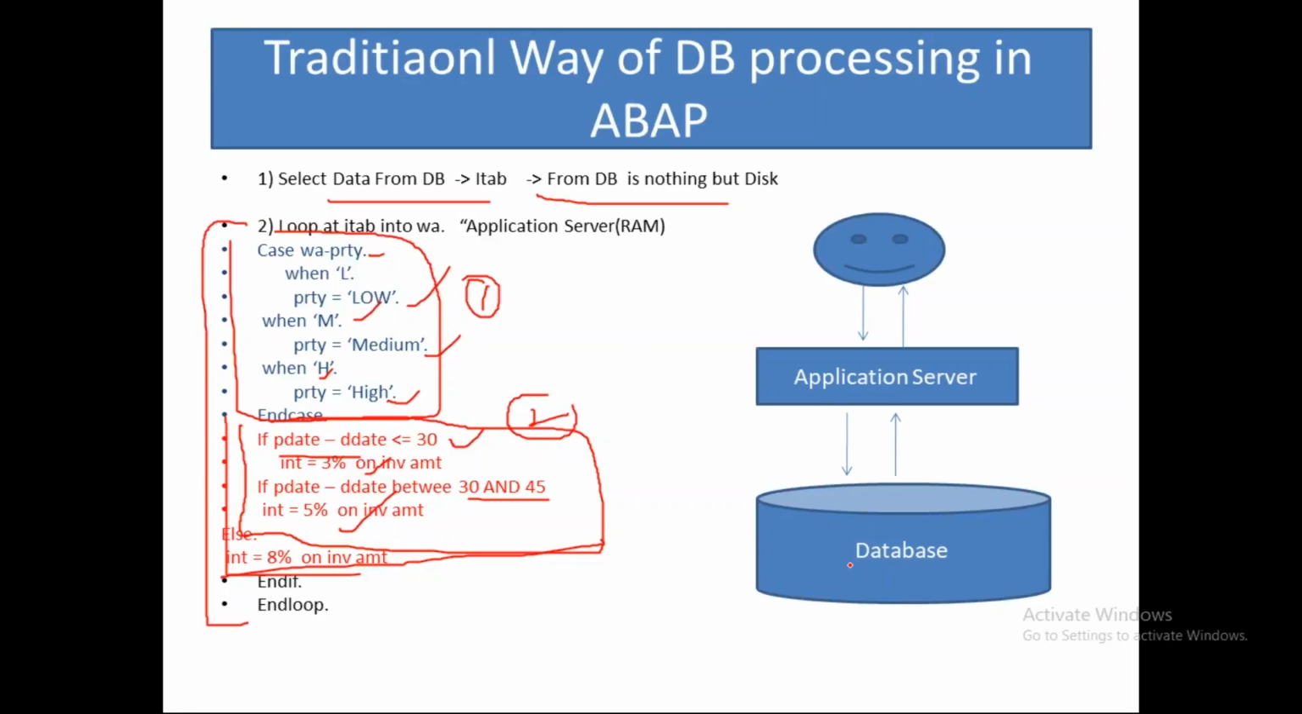Your data is there in the database. You are getting into the application server. Application server means, again, you can compare it to a RAM, your memory. Then you are processing here. This is your current approach. Processing here means you are processing at the internal table.